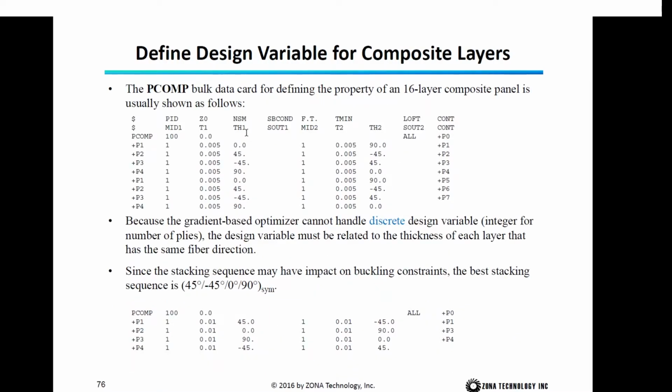The PCOMP card for defining the property of a 16-layer composite panel is usually shown as follows. Because the gradient-based optimizer cannot handle discrete design variables such as an integer number of plies, the design variable must be related to the thickness of each layer that has the same fiber direction. Since the stacking sequence may have an impact on the buckling constraint, the best stacking sequence is plus or minus 45 degrees and 0 and 90, symmetric.